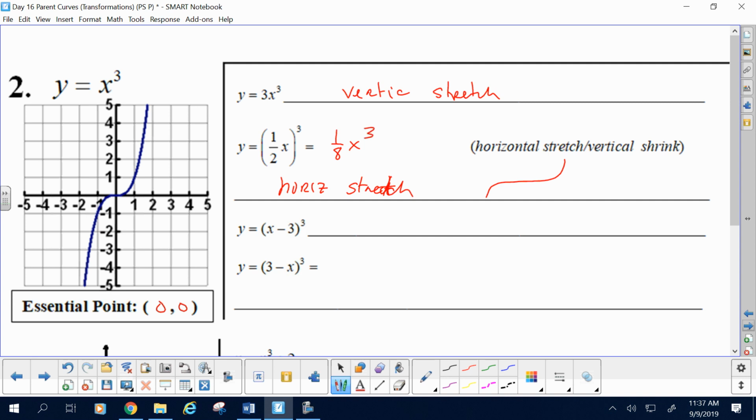All right. What about this one? Let's get some participation. Allie, x minus 3 cubed. What does that 3 do? This one. Come on. It's in with the x. So is that going to change it horizontally or vertically? Horizontally. And does it go right or left 3? Right 3. All right. Cool.